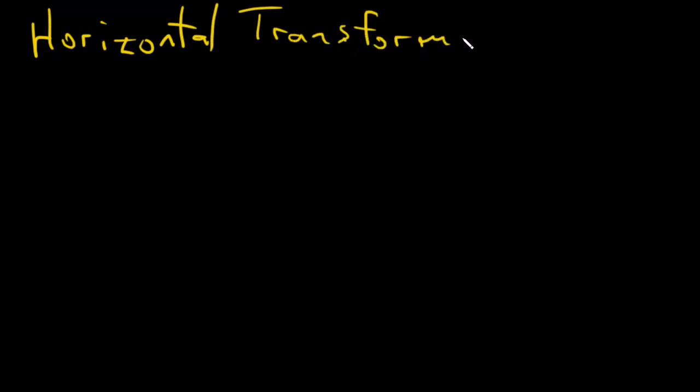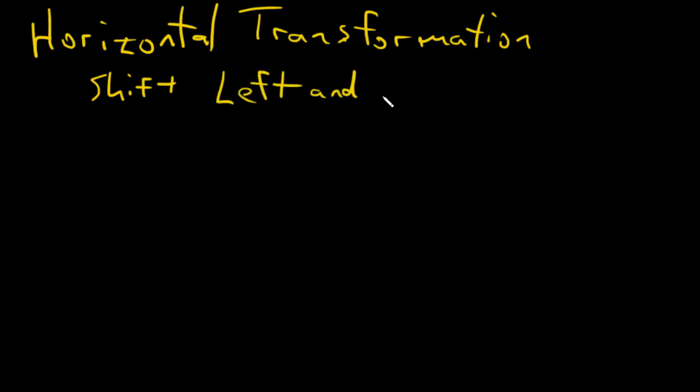Transformation. Okay, and we're going to stick with a shift, but now we're going to be doing shifting left and right. Okay, so there's a left to right shift. That makes it a horizontal transformation. So how do you do that?